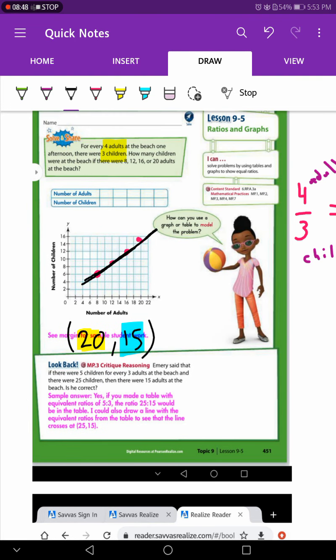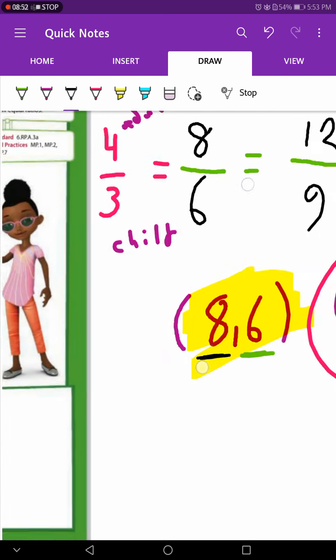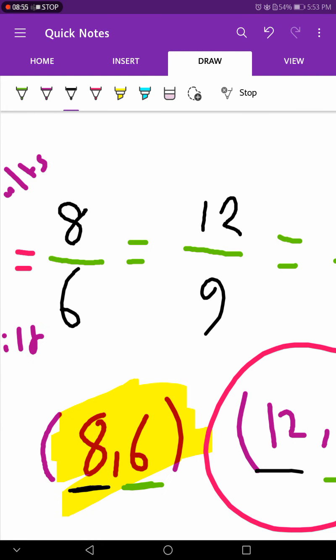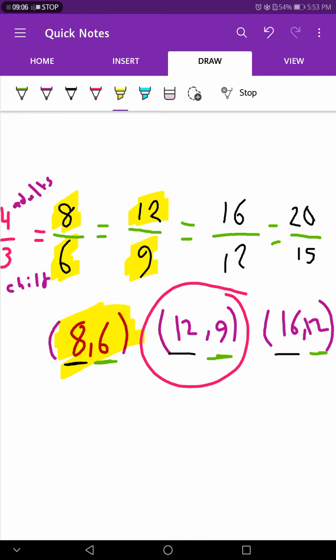If there were 8, 12, 16, 20 adults at the beach. Okay, let us come back here. If I have 8 adults, so we have 6 children. If I have 12, then I have 9 children. Okay, this is the answer. 6 when it is 8, 16 adults have 12 children, and 20 adults have 15 children. This is the answer for the question.